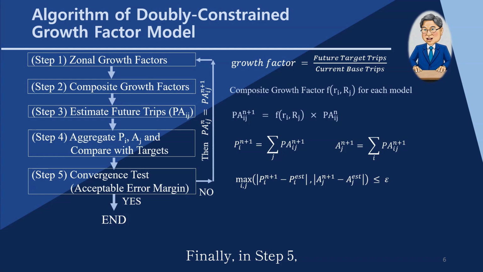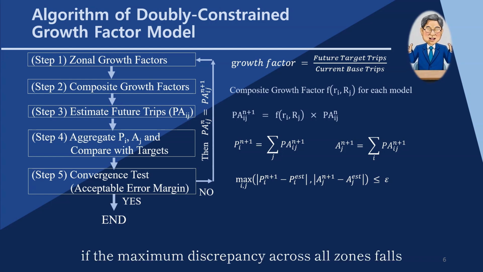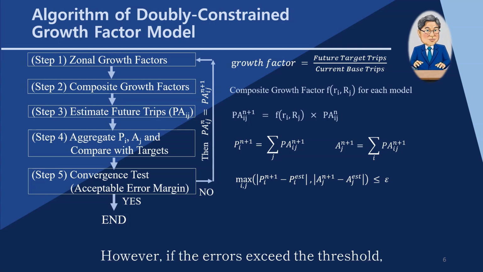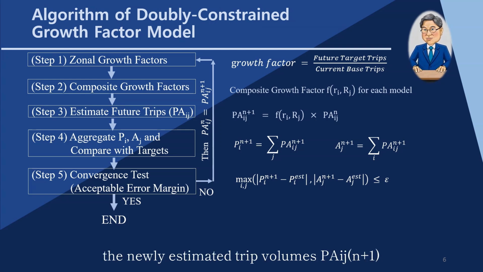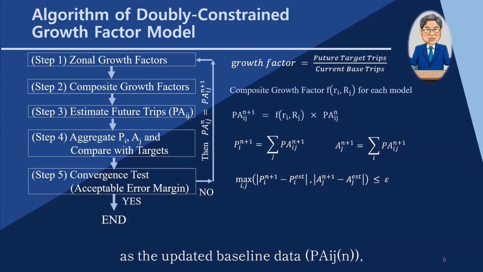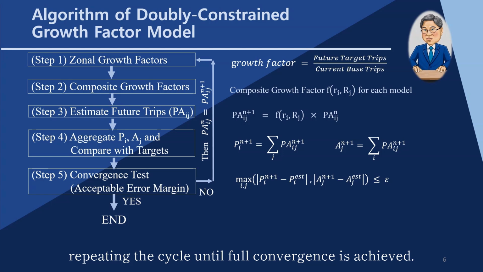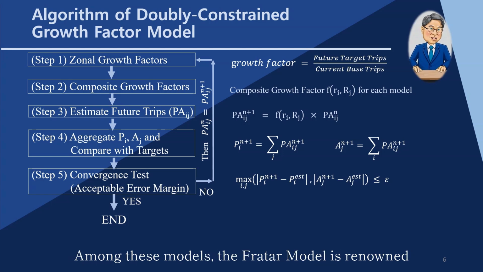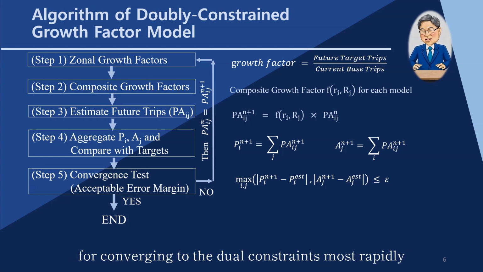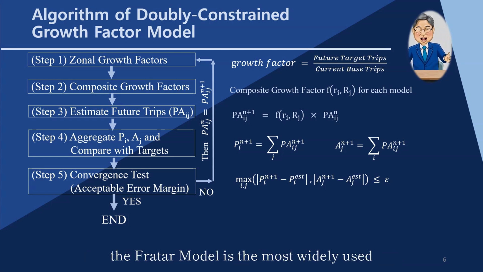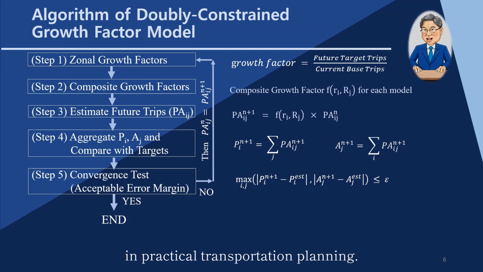Finally, in Step 5, if the maximum discrepancy across all zones falls within the acceptable error margin epsilon, the calculation is terminated. However, if the errors exceed the threshold, the newly estimated trip volumes PAIJ n+1 overwrite the previous values as the updated baseline data PAIJ n, and the procedure returns to Step 1, repeating the cycle until full convergence is achieved. Among these models, the Frater model is renowned for converging to the dual constraints most rapidly with the fewest iterations. Due to this computational efficiency, the Frater model is the most widely used in tactical transportation planning.